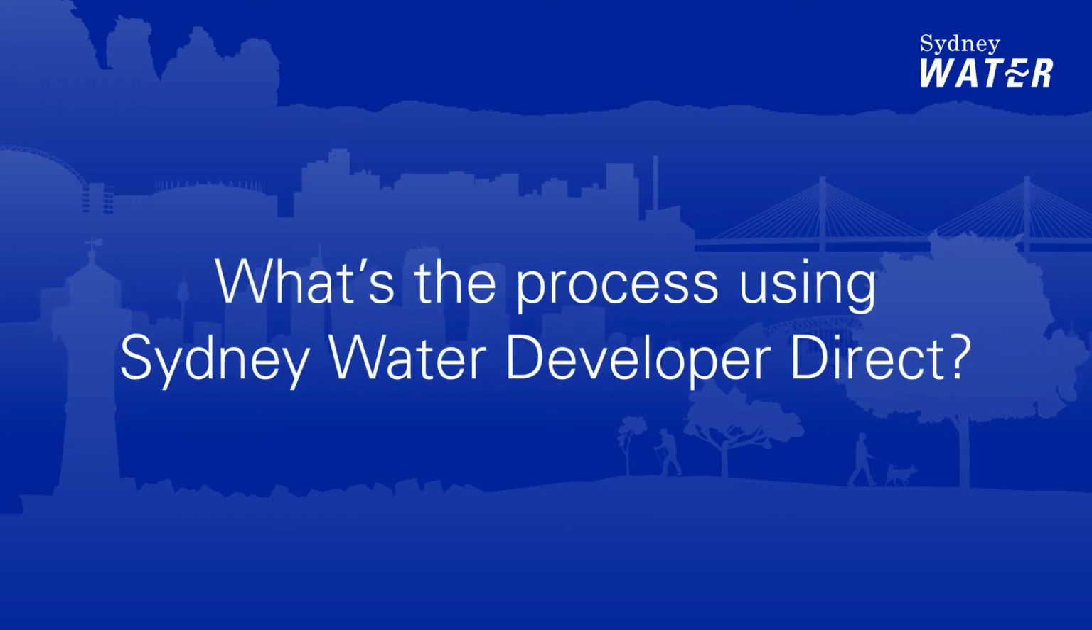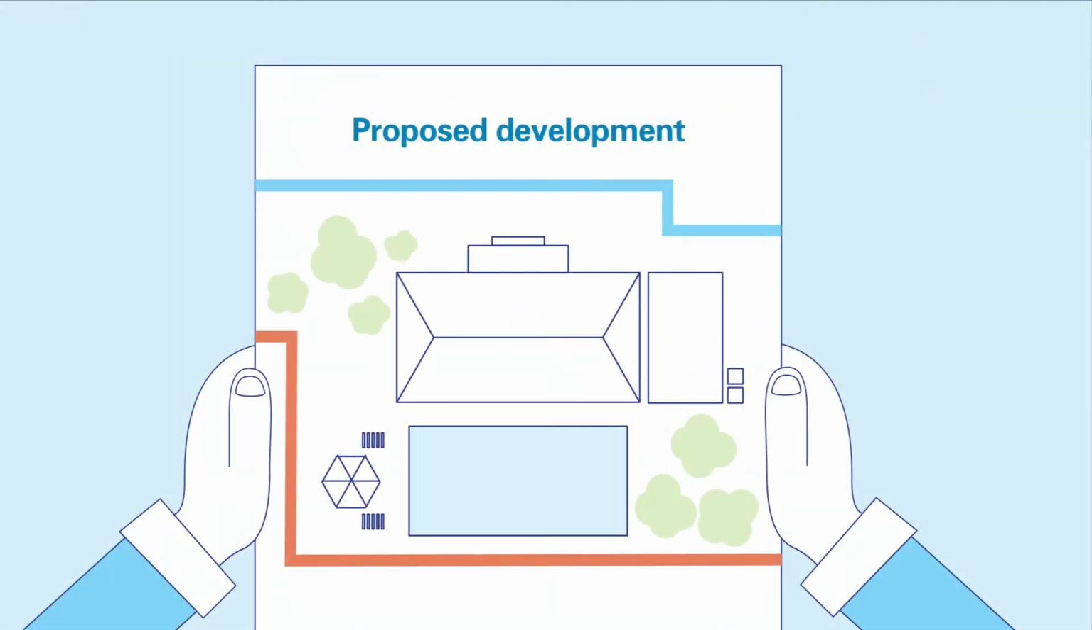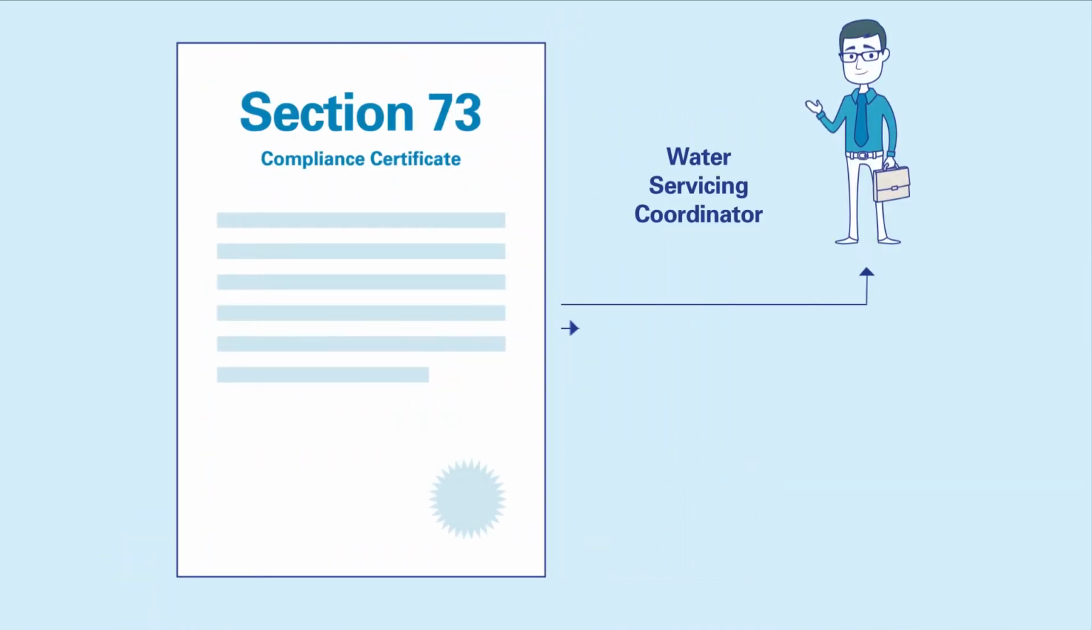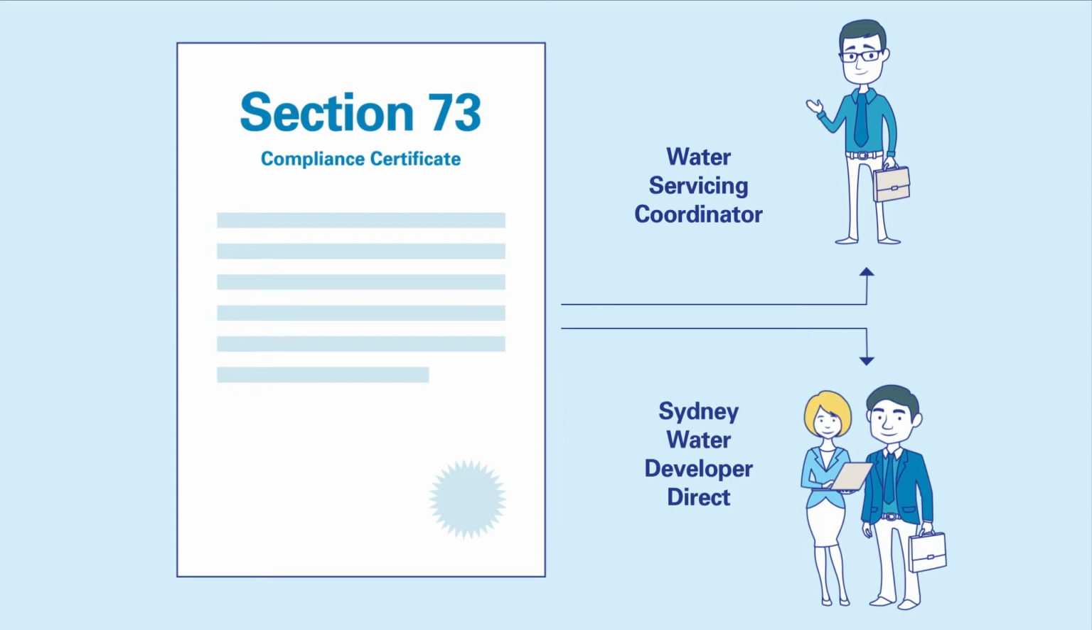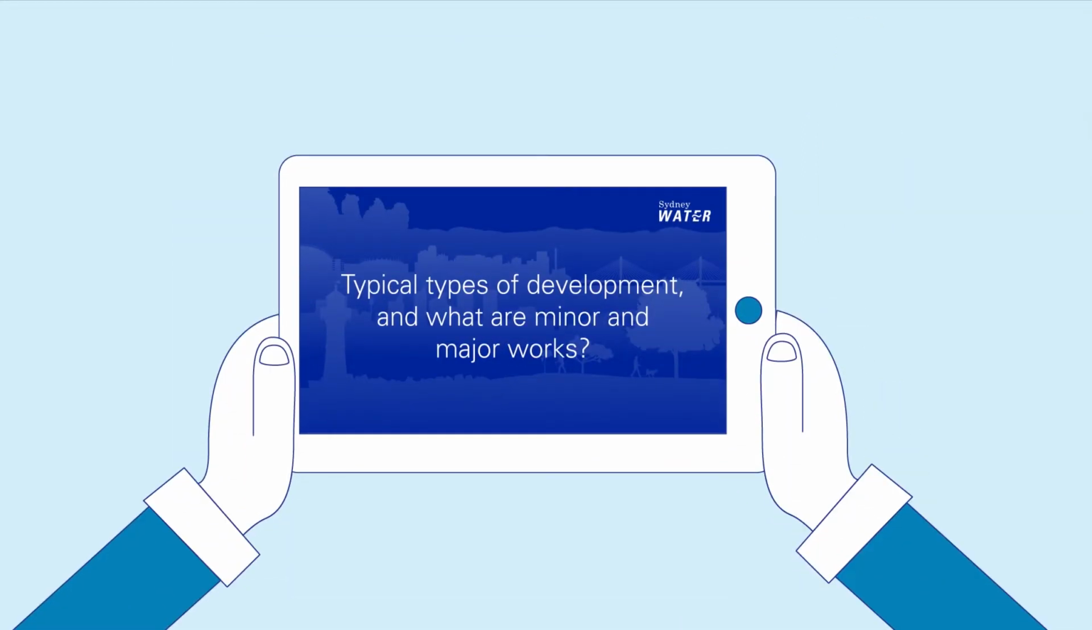This video will explain the scenario when using Sydney Water Developer Direct. If your development is classified as minor works, you can apply for your Section 73 through either a Water Servicing Coordinator or Sydney Water Developer Direct. If you're not sure whether your project is minor or major works, watch the What's the Difference Between Minor and Major Works video.